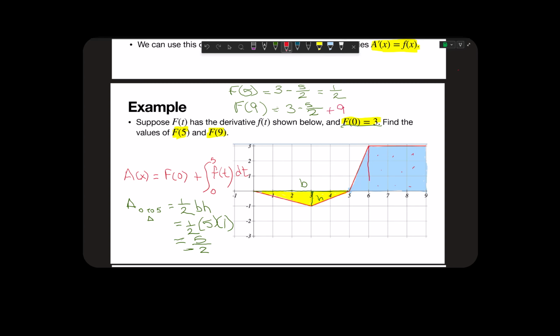And then I need to find this area. To find that area, I would find the area from 5 to 6, which is again a triangle, equal to 1/2, and here the base is 1 and the height is 3. This is 3/2 plus 3/2. This is equal to 11. My area from 0 to 9 is 11 if I add in my initial value, and my area from 0 to 5 with my initial value is 1/2.